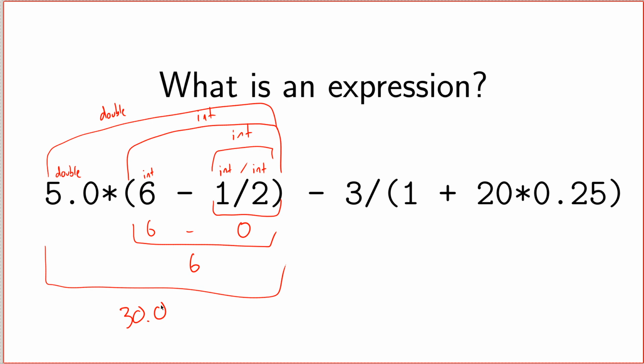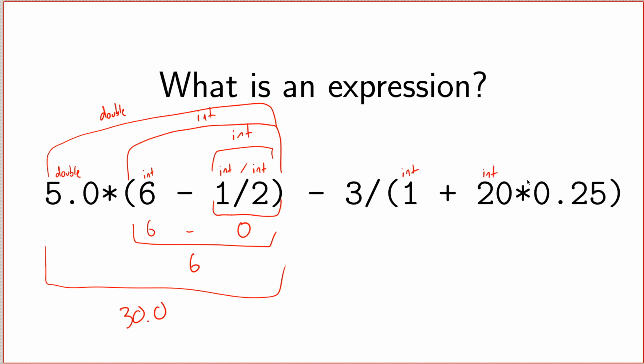Okay, so I've got the first bit of this expression is now done. And then over on the other side here, on the right-hand side, I have to work out, of course, this sub-expression before I can do the subtraction. So what is 3 divided by this whole thing? Well, let's see. So this is an int, but I'll come back to this one later.